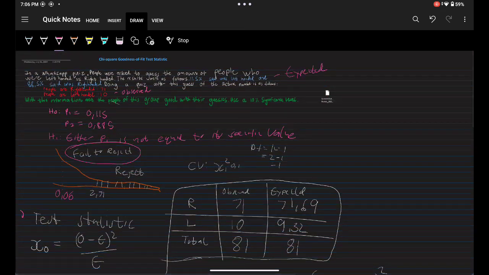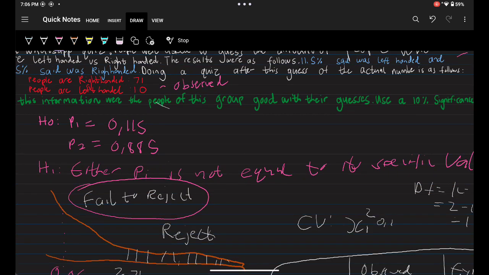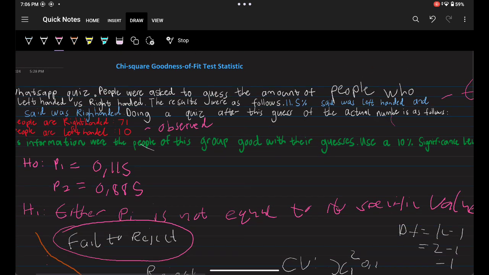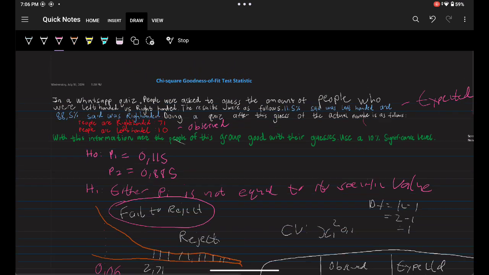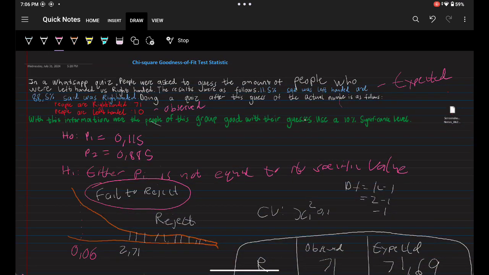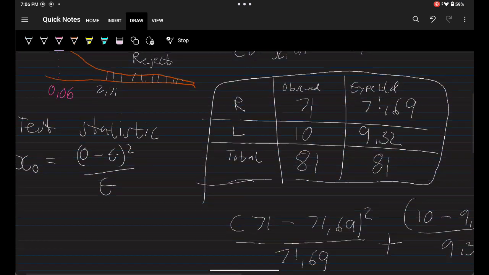It means we don't reject it. That's good, it means we accept it, right? But don't say accept. Fail to reject means accept. So basically, the predictions of the number of left-handed versus right-handed people were actually accurate. They were actually good at predicting. So that's the conclusion. They were actually good with the guesses. So that's how you do it.